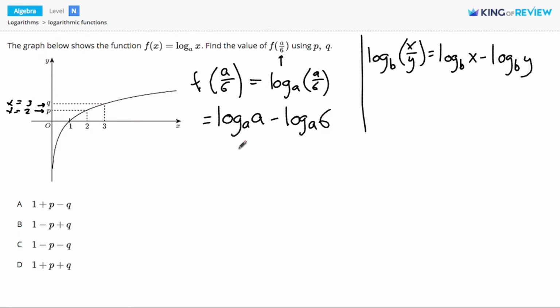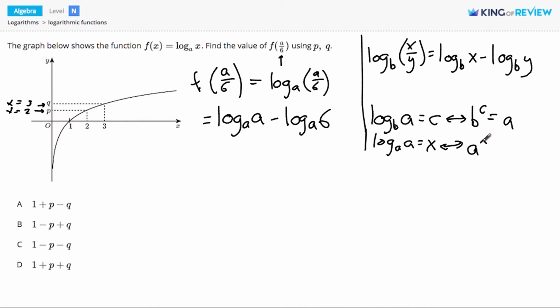Now let's look at log base a of a for a moment. To figure out most logs, it's often easier to turn them into exponential form using this property. If we know the log base b of a is equal to some number c, we can write this equivalently as b to the c power equals a. Applying this to our first log, let's say that the log base a of a is equal to x. We can then write that equivalently as a to the x equals a. Well, any number to the first power equals itself, so x must be equal to 1. So the log base a of a is simply equal to 1.